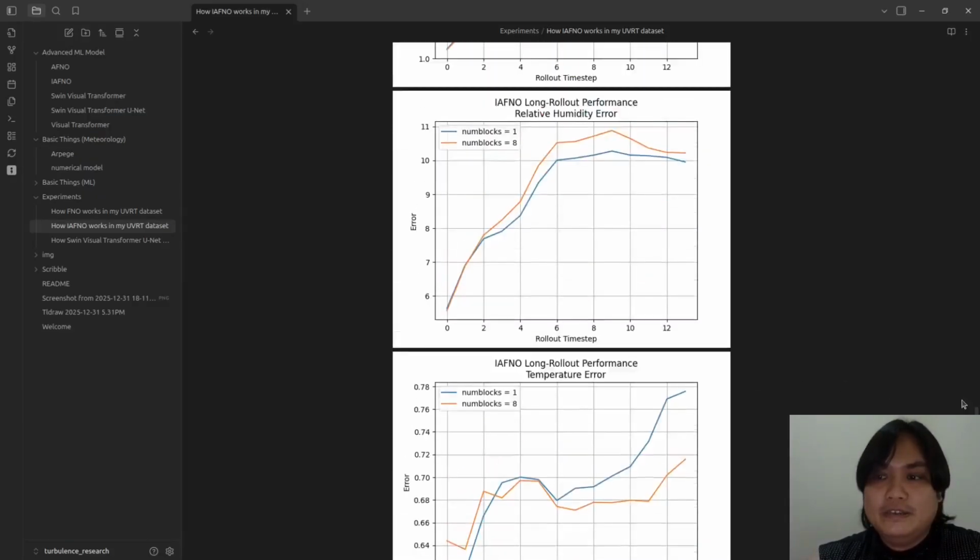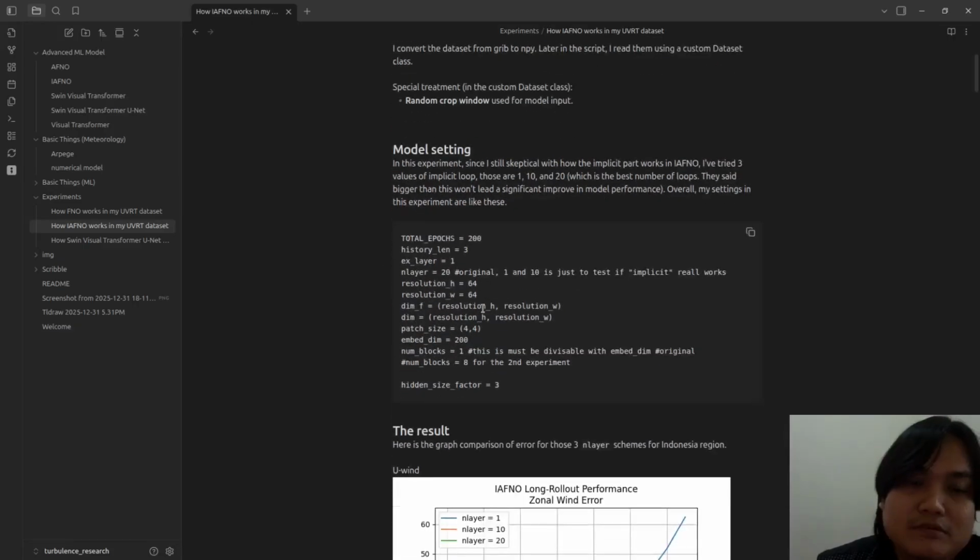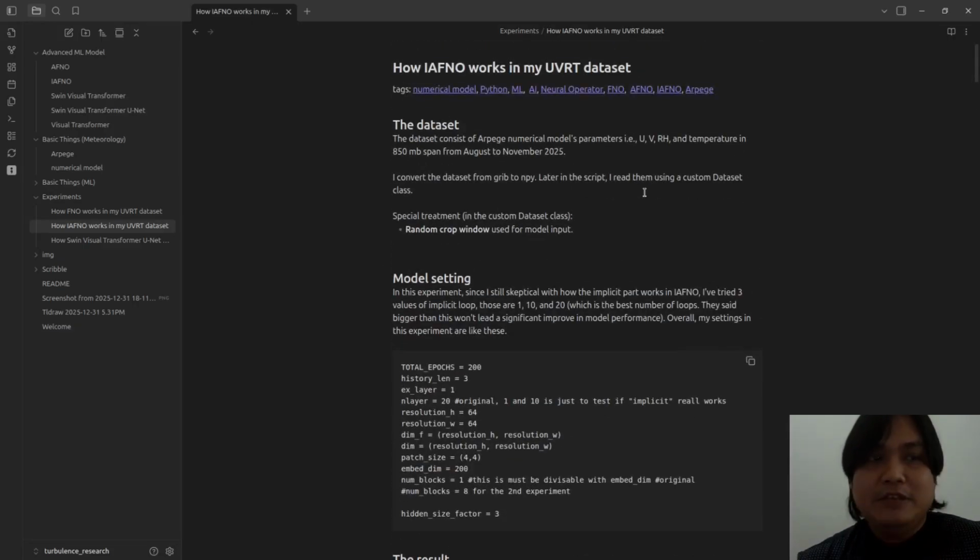So in my experiment, my conclusion is that the implicit machine they designed in IAFNO really works. And the second conclusion is that I think we don't need to choose num blocks 1 as the setting in IAFNO. We can choose num blocks 8 as the setting for the model. Okay, see you in the next experiment.